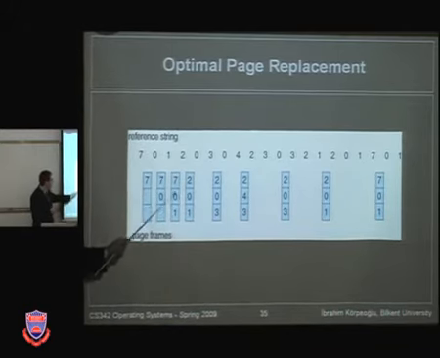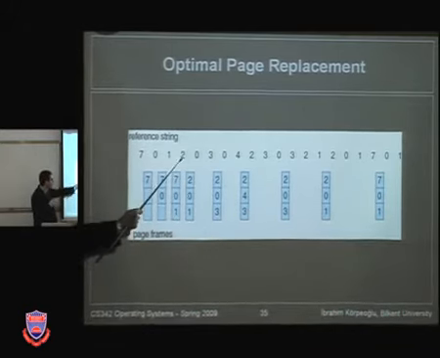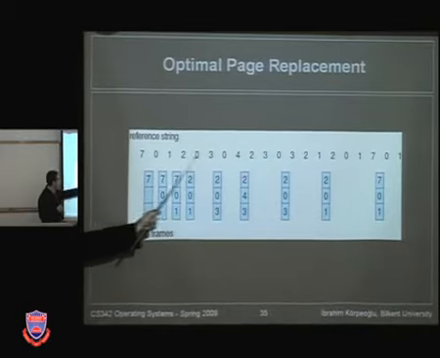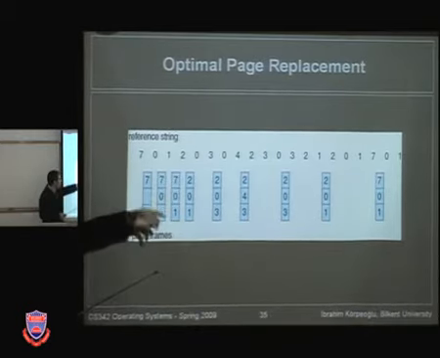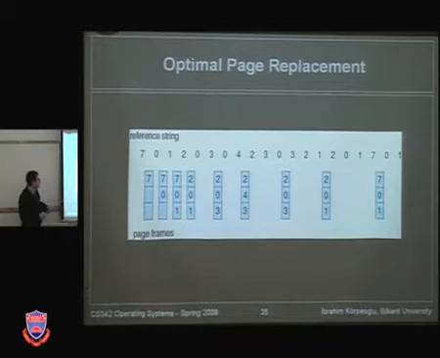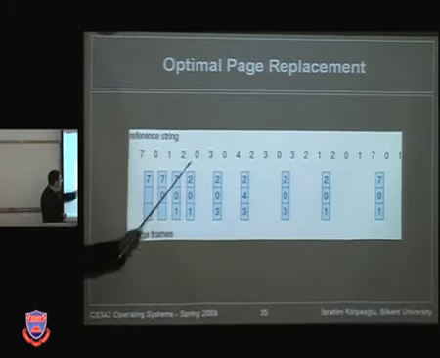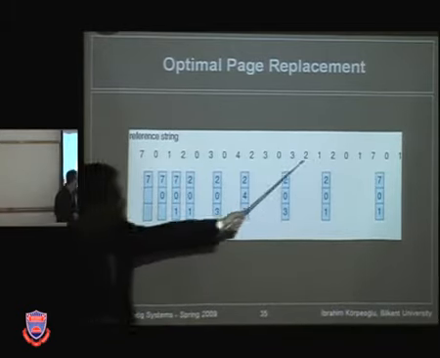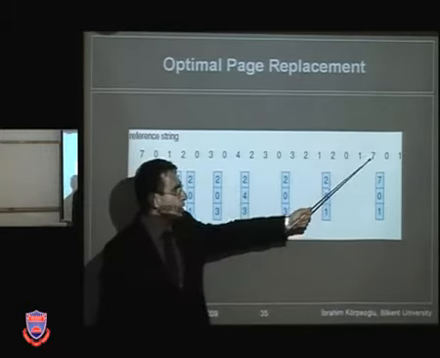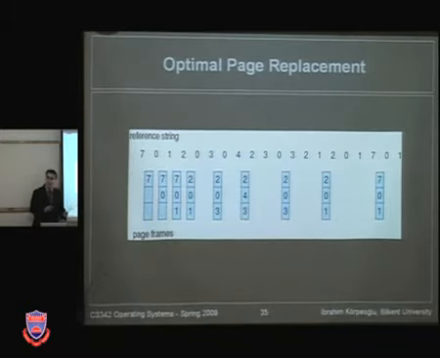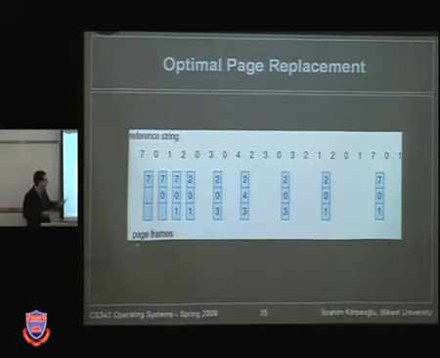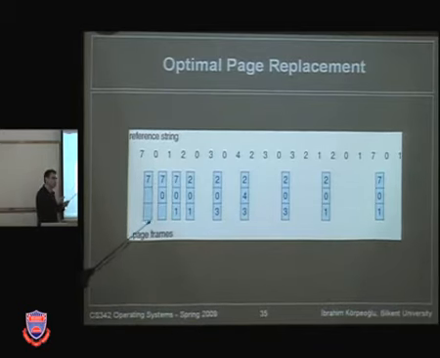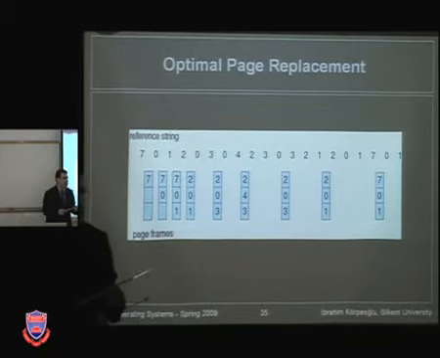So which one among these pages do you remove when 2 is brought into memory? You look to the future. Which one of those pages will not be used for the longest time in the future? 0 will be used here, 1 will be used here, but 7 will not be used up to that time. So 7 is the one that will not be used for the longest time, right? Therefore we remove 7 and put 2 in place of 7, and we continue like this, okay? So this is the optimal algorithm.